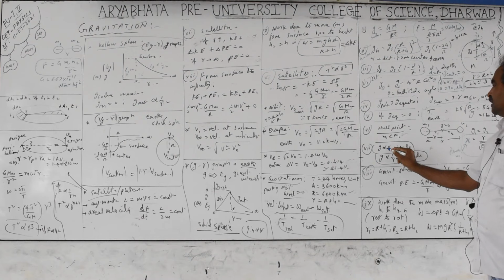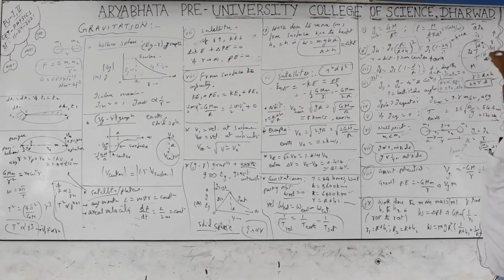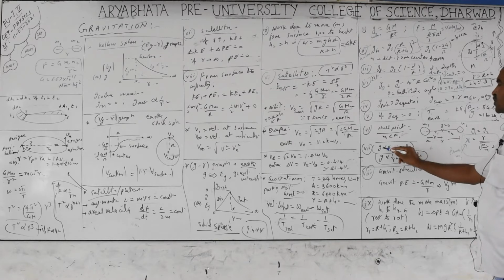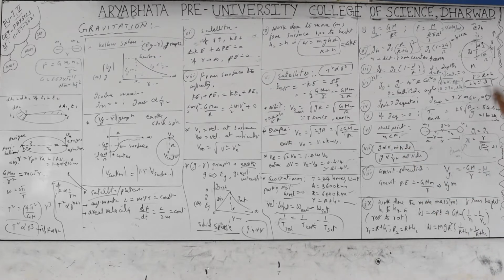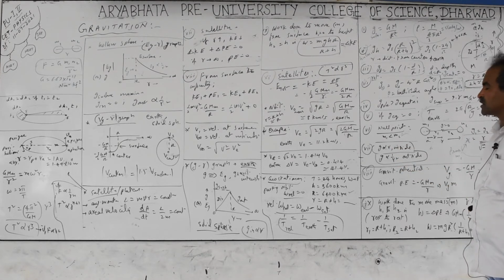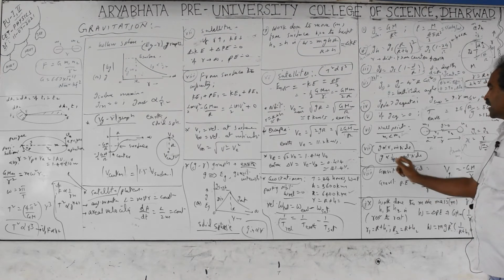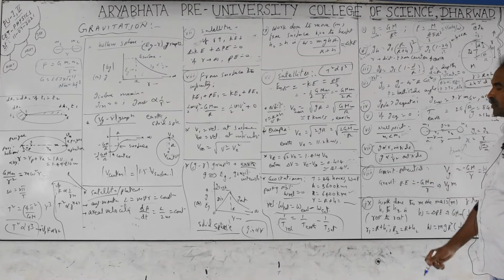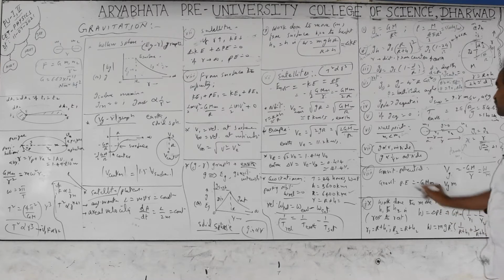Next, g inside the earth is proportional to r, where r is the distance from the center to the given point, and g outside is inversely proportional to r square. Because g is proportional to r inside, the graph must be a straight line passing through the origin, and inversely proportional to r square means you get a rectangular hyperbola outside.